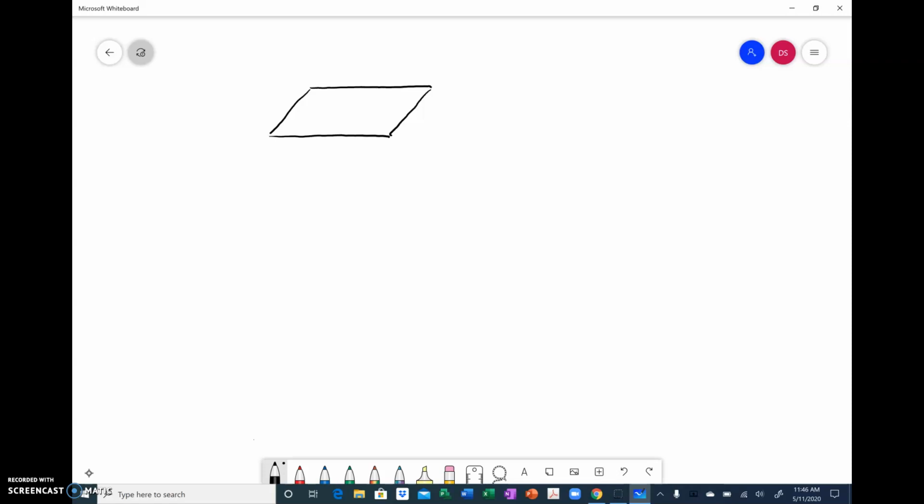And you should remember that a parallelogram is a four-sided polygon with two pairs of parallel sides. I think this lesson is probably the easiest one in chapter 11. There's a couple of little tricks that you have to know or you'll mess up every time, and I'll get to those pretty quickly here.